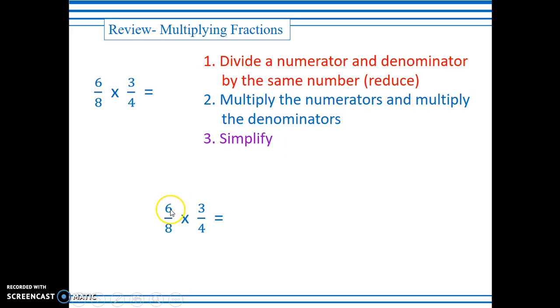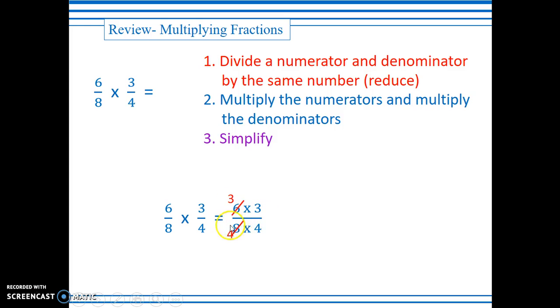So with this problem, 6/8 times 3/4, we can rewrite it like this, and we can do some reducing. 6 is even, and so is 8. In fact, 4 is also even. So I'm going to reduce the 6 and the 8 because they're the biggest of the numbers. So 6 divided by 2 is 3, and 8 divided by 2 is 4.